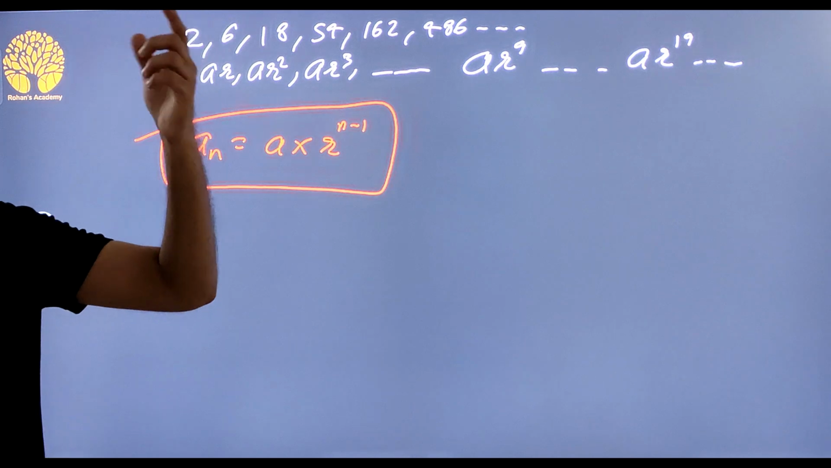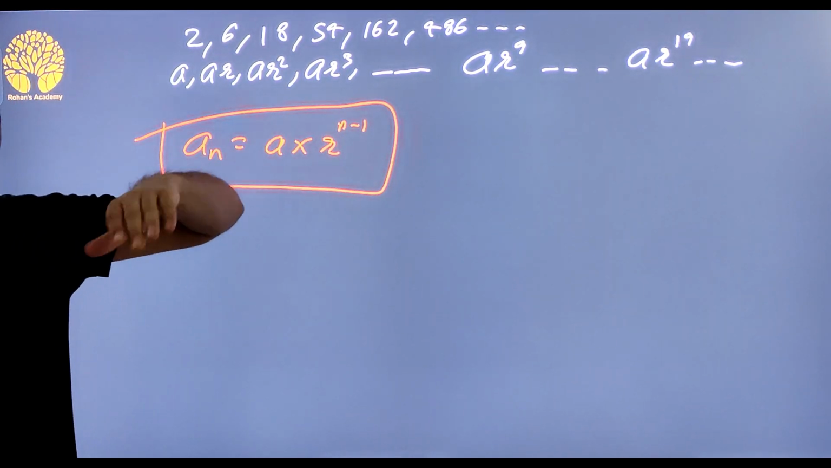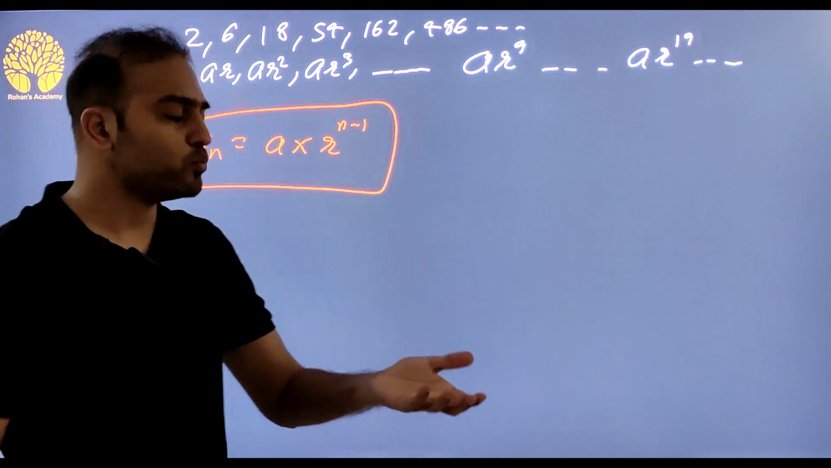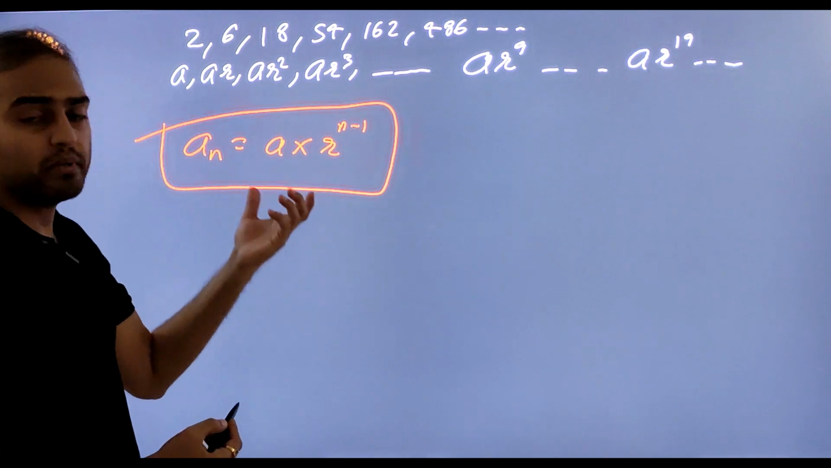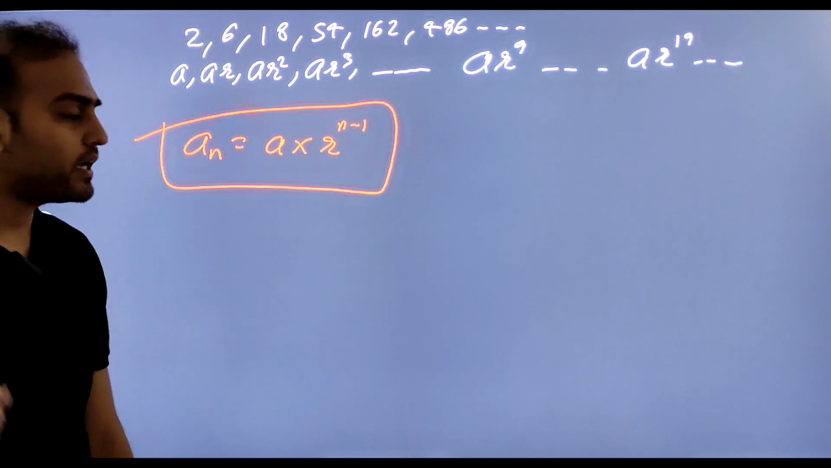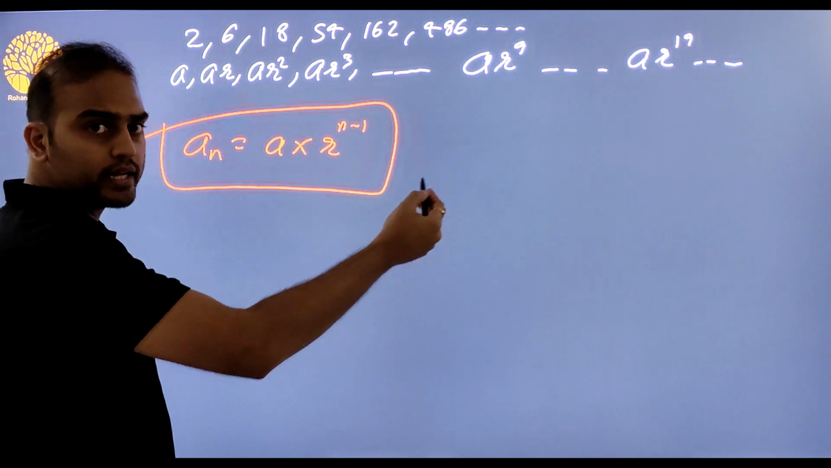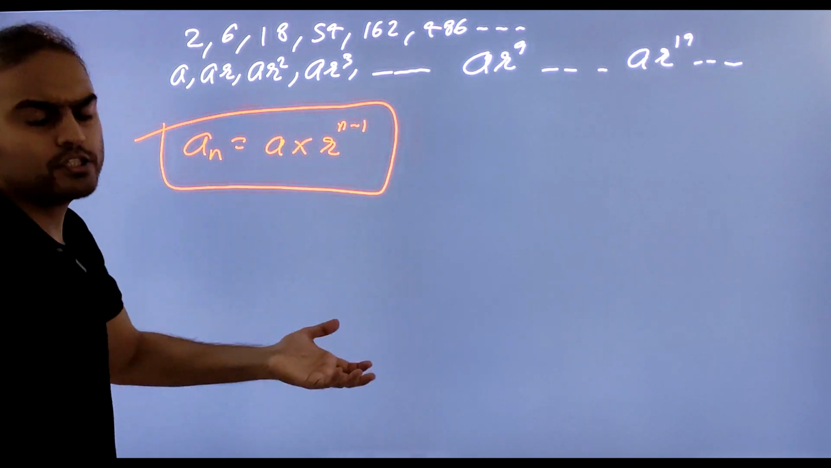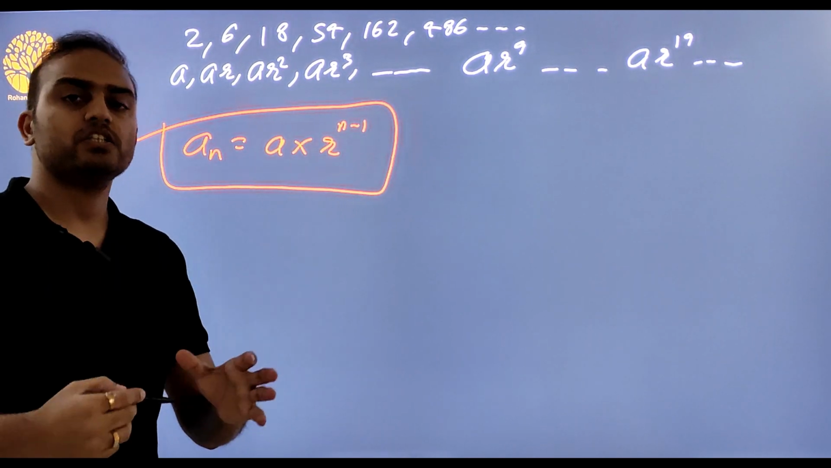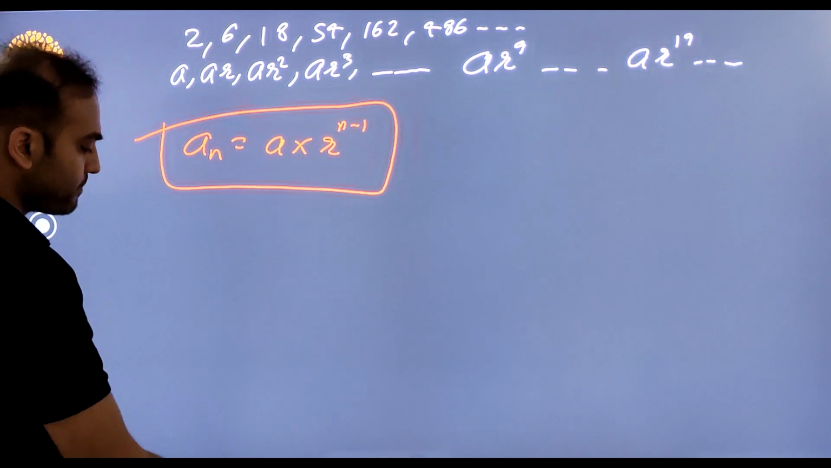For the second term, we multiplied 1 time, which is 1 less. There, in AP, n minus 1 was multiplied by d and added, because in AP you add the number again and again. But in GP, because we multiply again and again, it goes in power. The concept remains the same. Application of the formula remains the same. It's just that the answer changes because the series are different.